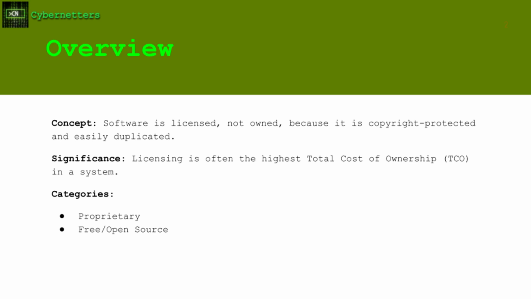So why do you think software companies choose to license instead of sell outright? And which type of license, proprietary or open source, sounds better to you so far?